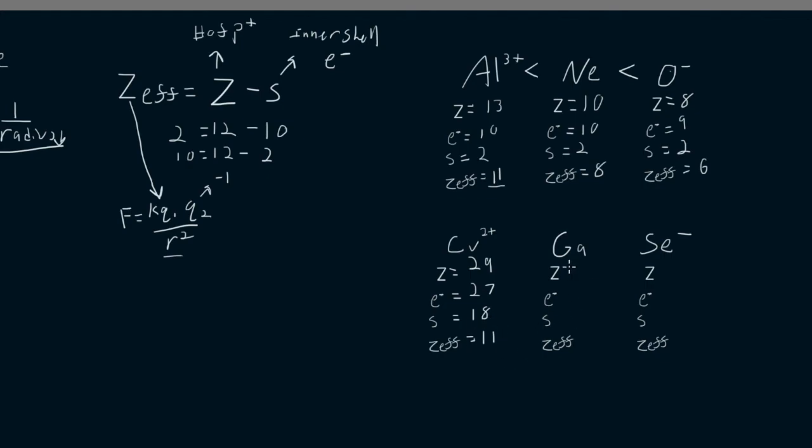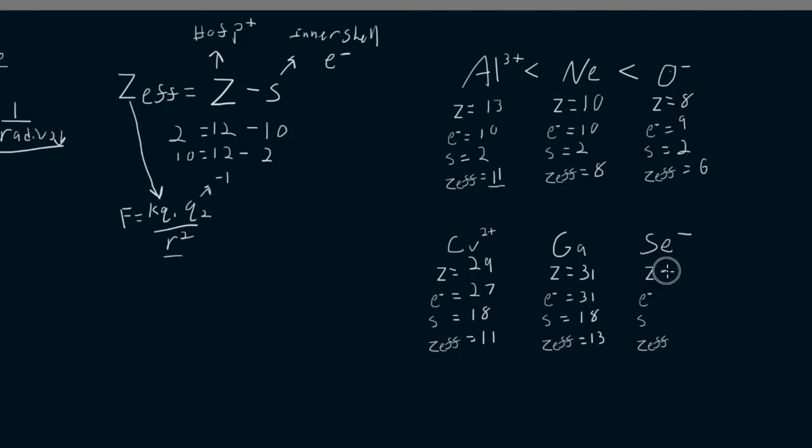Now when I look at gallium, gallium has 31 protons. It's going to have 31 electrons. And its previous noble gas, once again, is going to be argon at 18. So 31 minus 18, that's going to be 13.